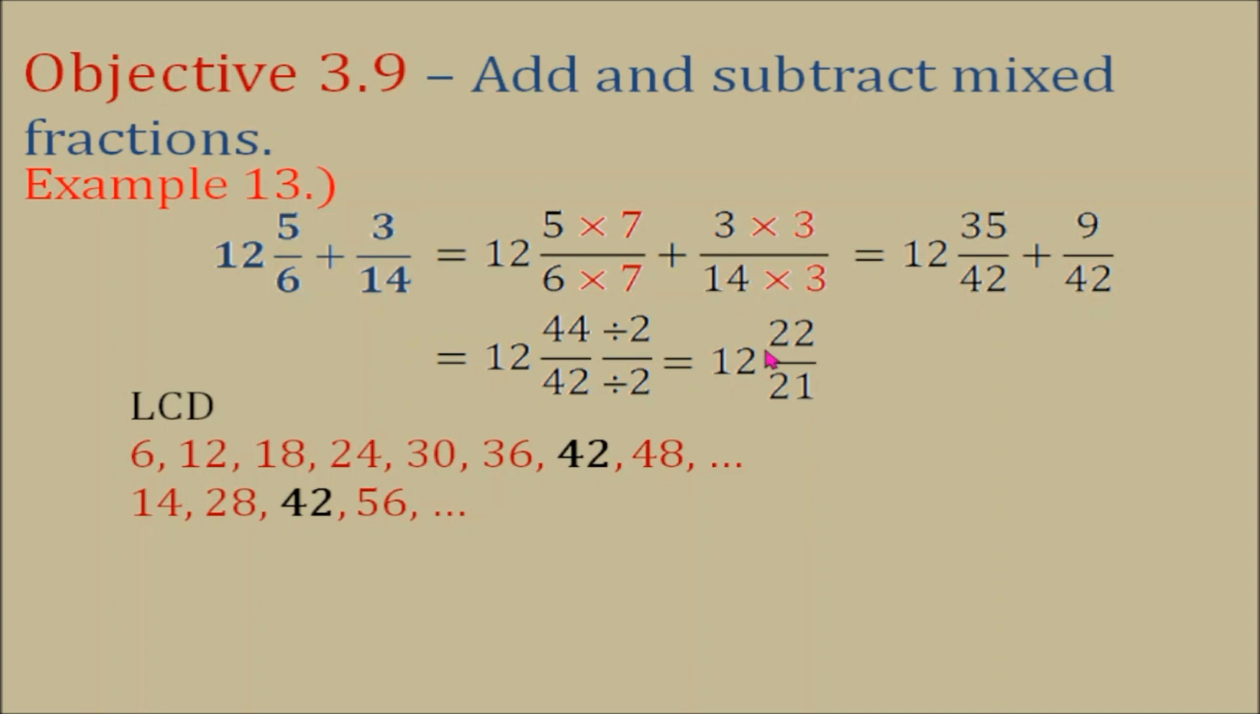So this part here, 22 over 21, is an improper fraction. So we can break it into 2. So it will become 21 over 21 plus 1 over 21. So we have now 12 plus 21 over 21 plus 1 over 21. And this 21 over 21 is actually 1. So it can go with 12. So 12 plus 1 is 13. And we will just copy down the fraction part, 1 over 21. So this is our answer, 13 and 1 over 21.